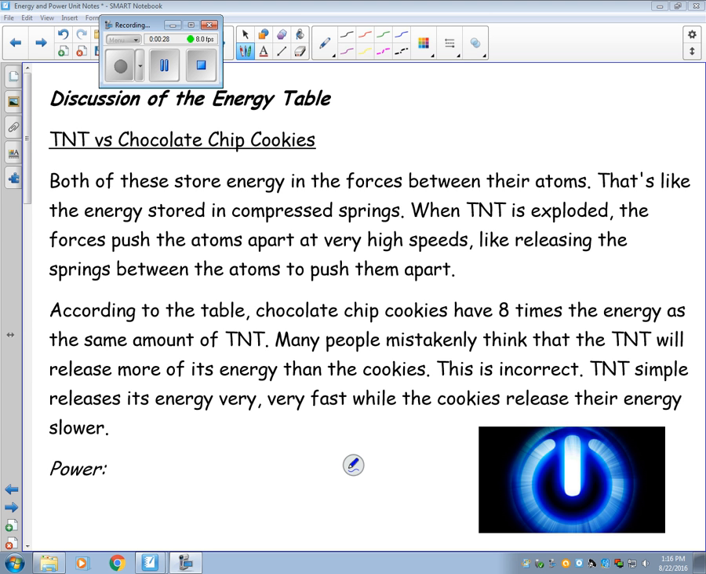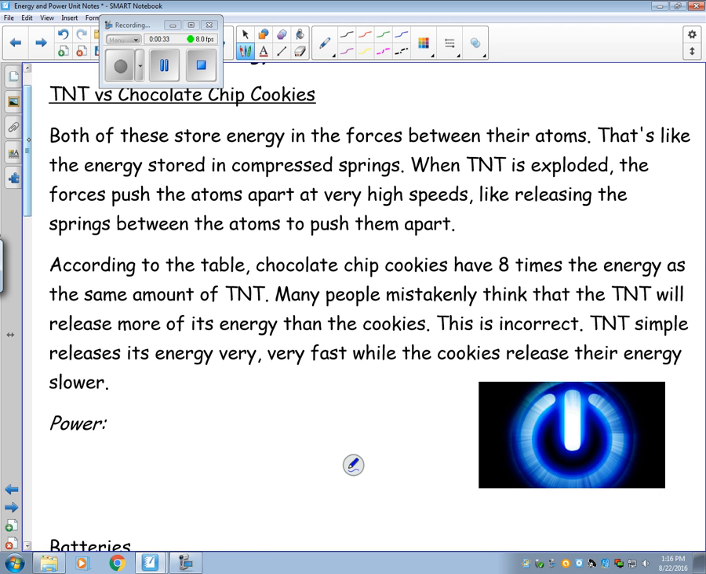So if I take a look at dynamite, which is TNT, and chocolate chip cookies, both of these store energy. It's chemical energy, and it's stored in the forces between their atoms. Think of it like energy stored inside a compressed spring. So when the dynamite explodes, the forces push the atoms apart at a very high speed, and that's like releasing a spring between the atoms. It pushes them apart.